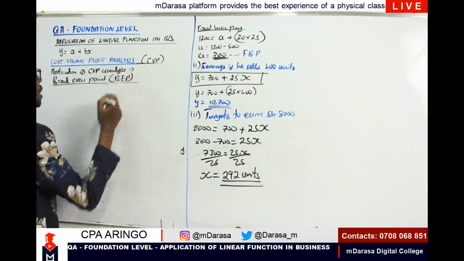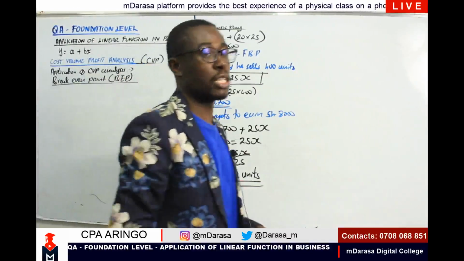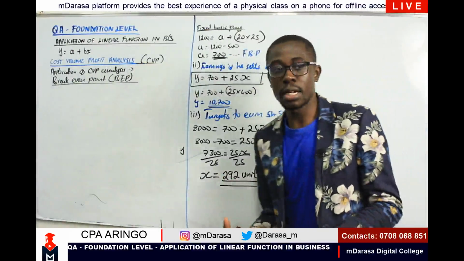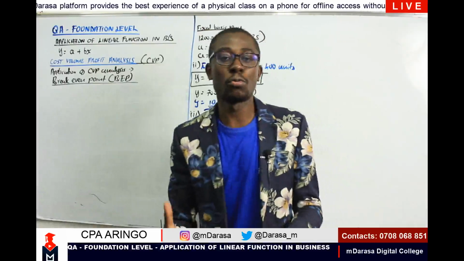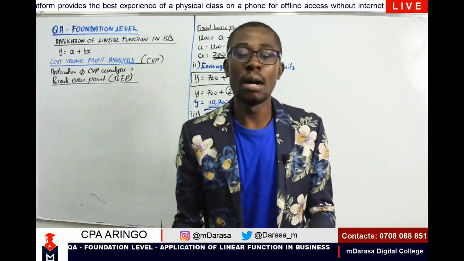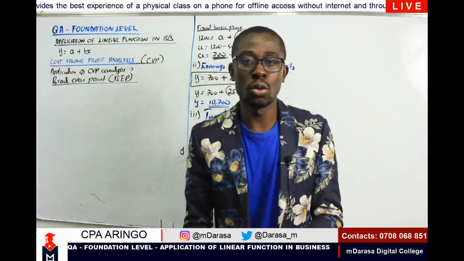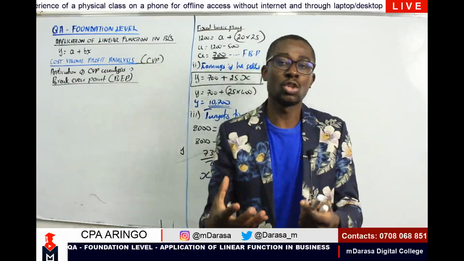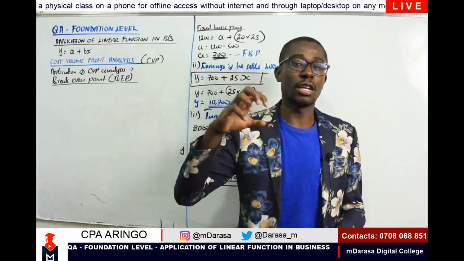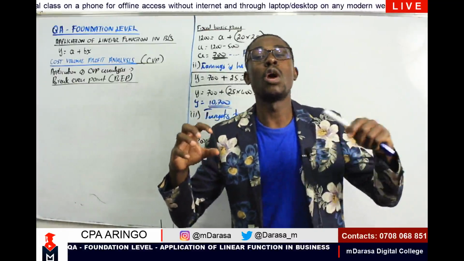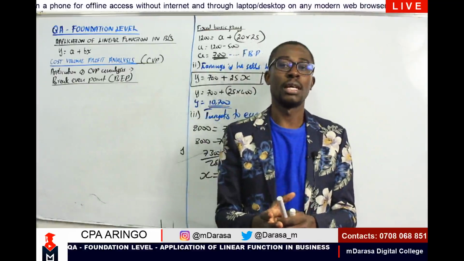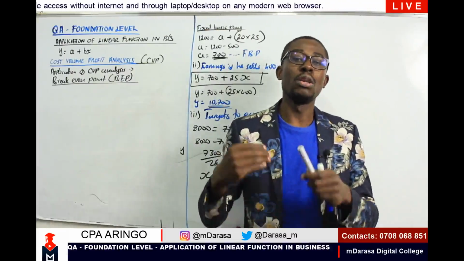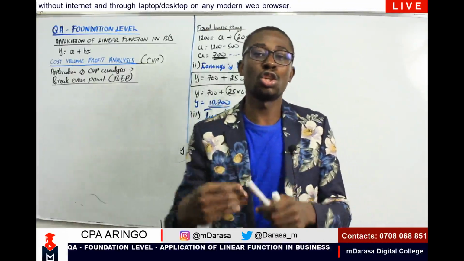So this is the main application of CVP. My good students, for us to understand break-even point, we are basically looking at the level of production where our profit will be equal to zero, or rather, where our total revenue will be equal to our total cost.